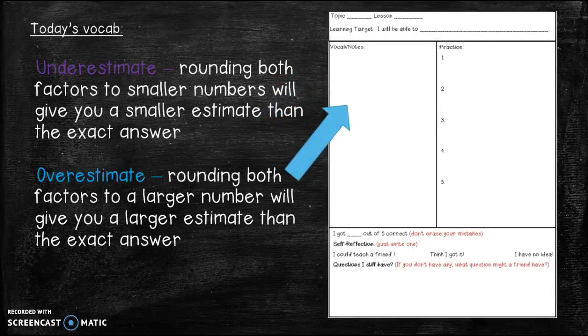We have two vocabulary words today. The first one is underestimate. That is rounding both factors to smaller numbers, which will give you a smaller estimate than the exact answer. Now the opposite of underestimate is overestimate. That's rounding both factors to a larger number, which will give you a larger estimate than the exact answer. Feel free to pause the video if you need to make sure that you get both vocabulary terms written in your notebook.